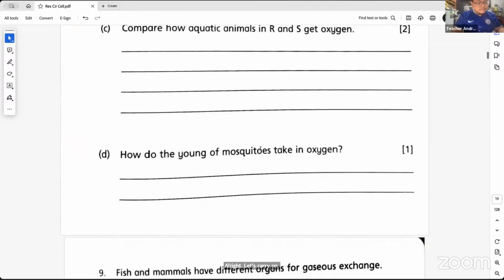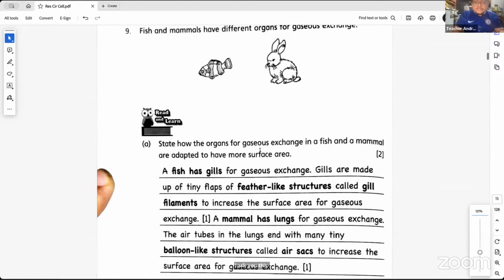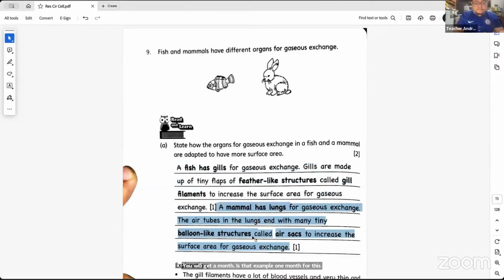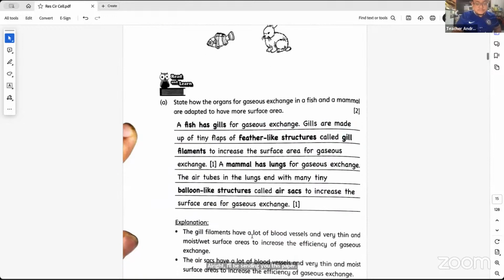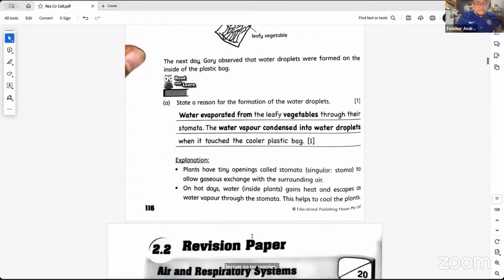I shall skip this. So one example of the question that the teacher will ask in exam is, the fish and mammals have different organs for gas exchange. You have to write this whole chunk of words. As long as your answer has all the words in bold, you will get the marks. Example, 1 mark for this, 1 mark for this. I'll be sending you this paper after the lesson, so no worries. Okay, I'll skip this as well because you can read it yourself.